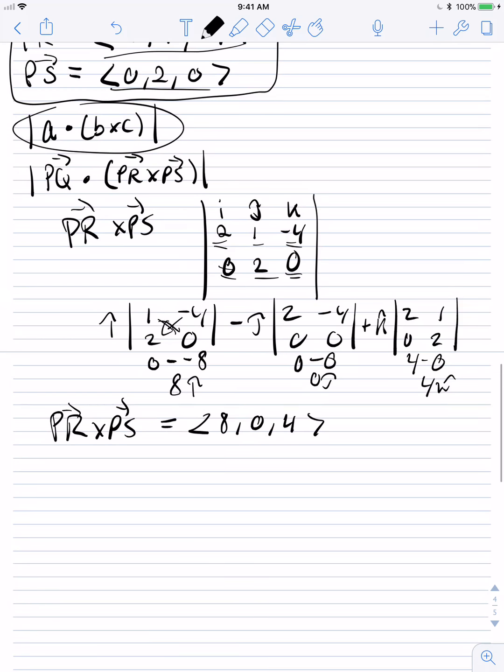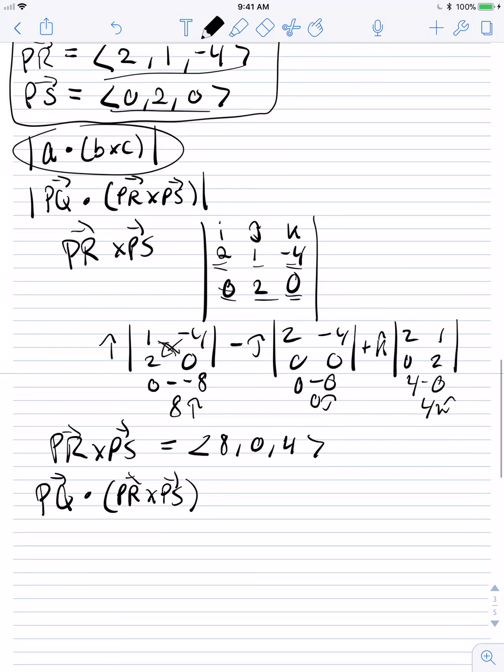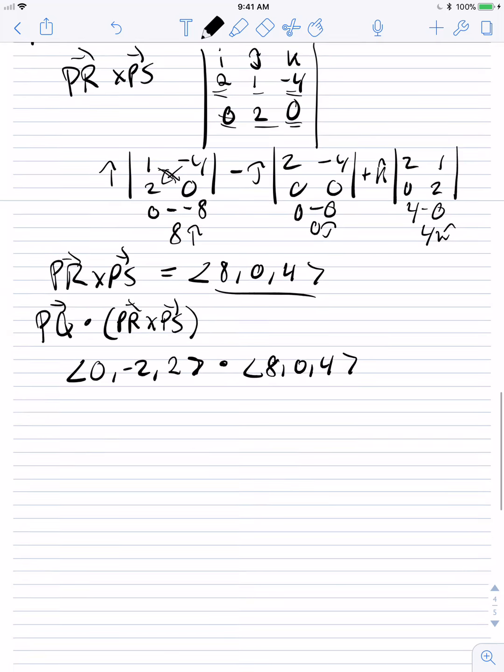So now we want to do the dot product of PQ with what we just found, PR cross PS. These are all vectors. So we have PQ, which is (0, -2, 2), dotted with what we just found, (8, 0, 4).